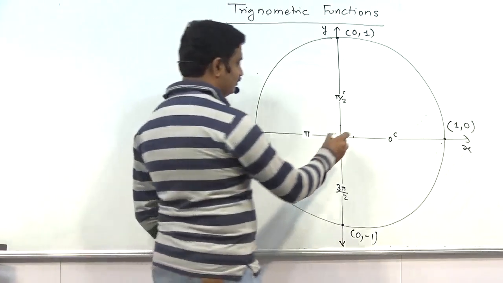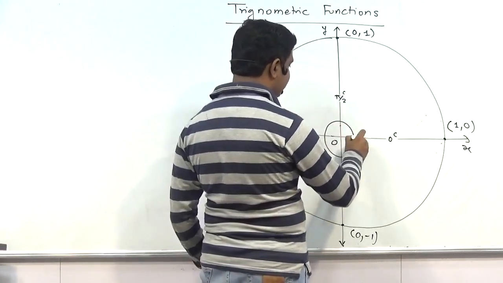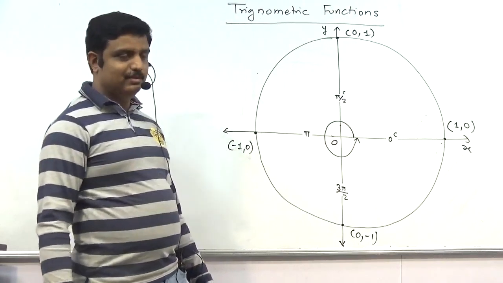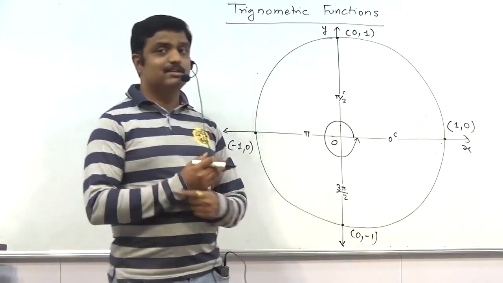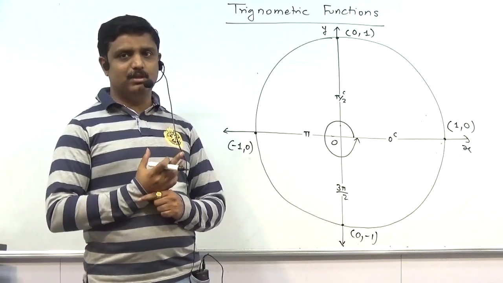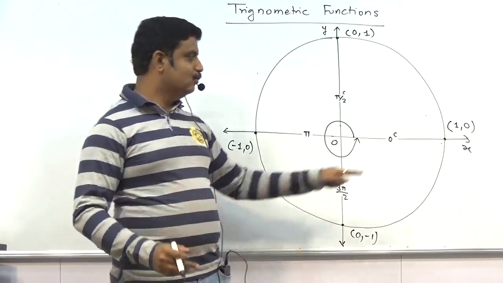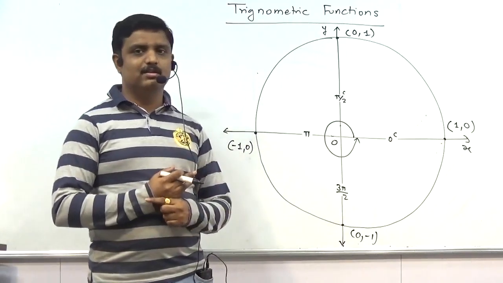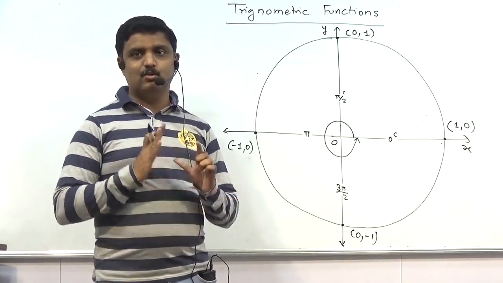Again, this complete angle will be 2 pi, which is coterminal with 0 radian. All of you know what is the meaning of coterminal angles. What are coterminal angles? The angles whose terminal arms match are called coterminal angles.